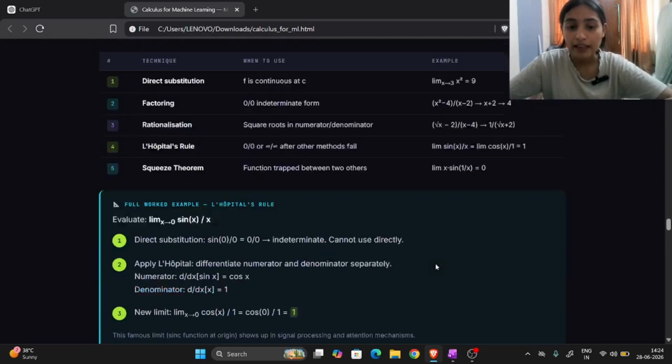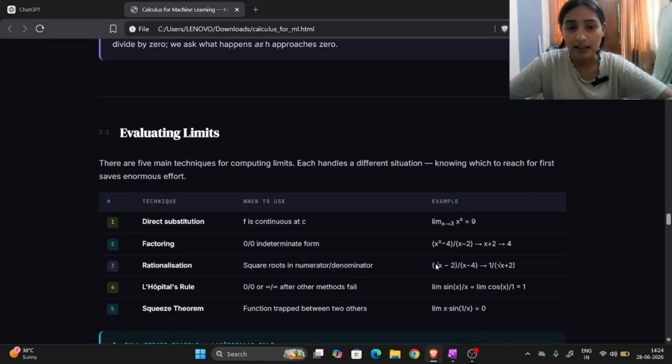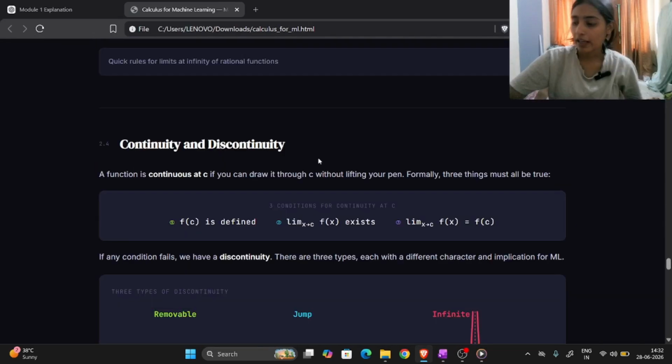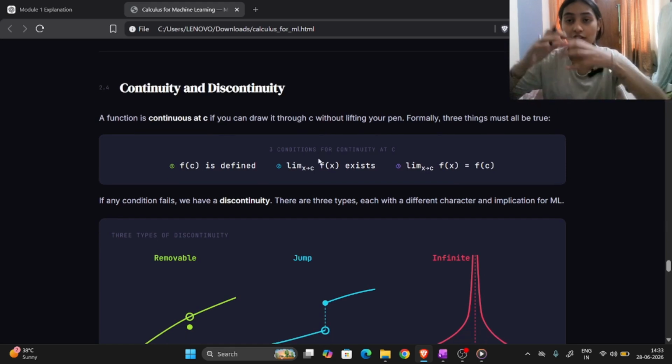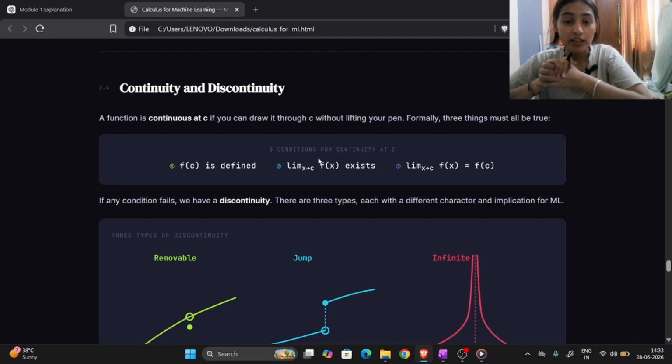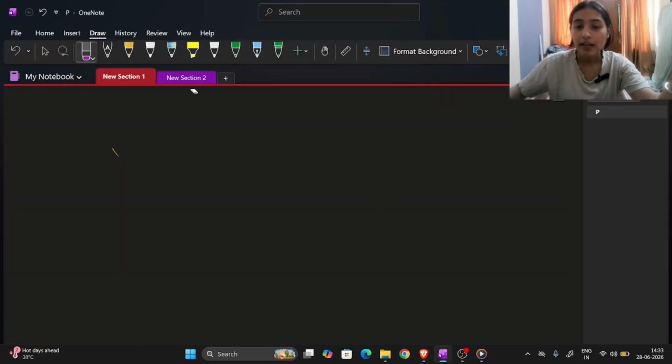Now we understand what evaluating a limit means. Till now we have solved so many questions on limits. Now the main topic is derivatives, which we are going to understand in the next session. Before understanding that, we must know what continuity and discontinuity of a function are. Let's understand it in the simplest manner.